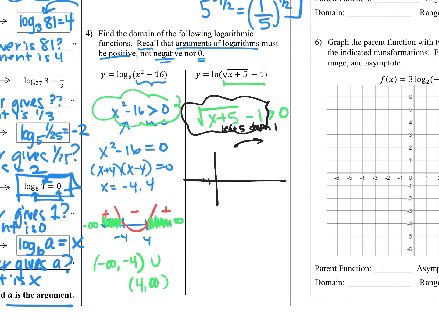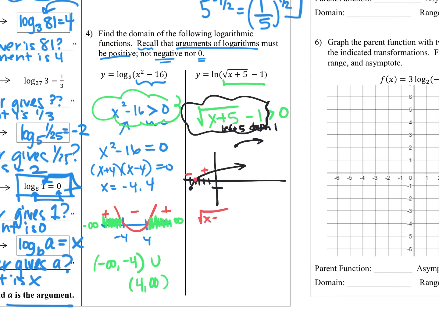And so left 5, 1, 2, 3, 4, 5, down 1. And if I get another point on there. So we're kind of talking about that picture there. And so we know that we are negative up until whatever that point is, and then we are positive. Looks like that's at negative 4.